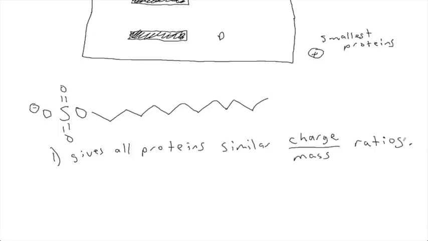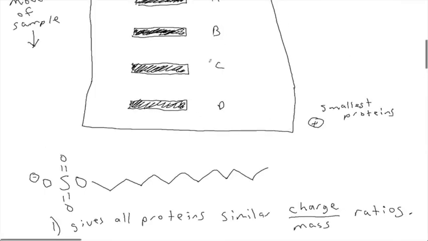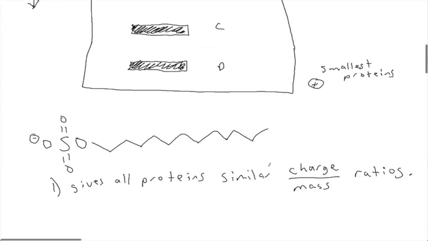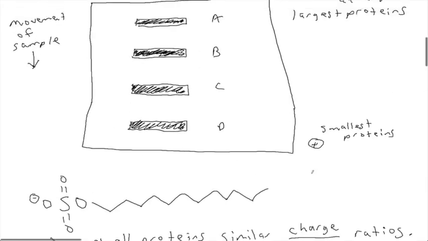So technically, the sodium dodecyl sulfate doesn't give all proteins the same charge, because if the protein was bigger, it'll have more sulfates and it'll have a bigger charge, but it gives them all similar charge to mass ratios. The only reason why some proteins now would have greater charges is because they're bigger. And that turns out to be sufficient to eliminate the issue of charge in the separation here. So all of them are going to have similar charge to mass ratios.